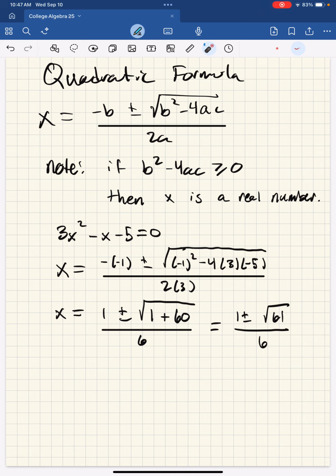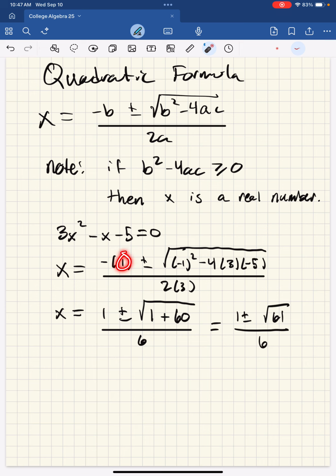Last, we have the quadratic formula. Here is the quadratic formula. And then just note that if b squared minus 4ac is greater than or equal to 0, then x is a real number, which is what we're going to cover in this section. So an example is 3x squared minus x minus 5 equals 0. A is 3, b is negative 1, and c is negative 5.